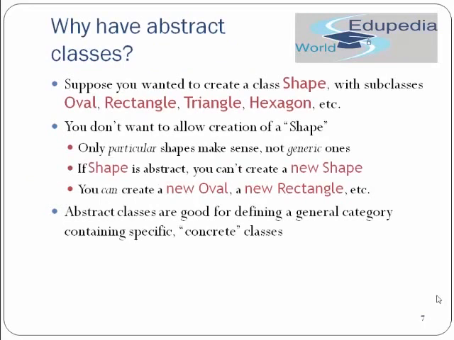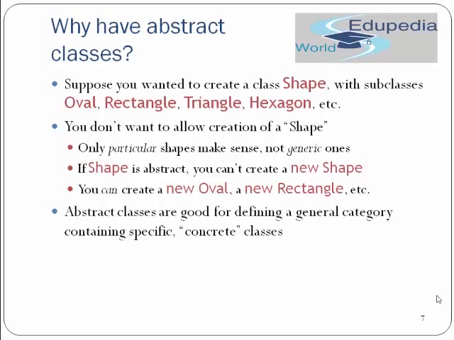Why have abstract classes? Suppose you wanted to create a class Shape with subclasses, for example, Oval, Rectangle, Triangle, Hexagon. You don't want to allow creation of Shape. Why so? Because Shape does not have its own function, whereas Oval does have it. Oval has a particular shape, Rectangle is a shape, whereas Shape itself is a kind of feature. You can mention dimensions in Shape and you can mention a method draw in Shape, but what to draw will definitely depend upon its concrete class. That's why you do not want to allow the creation of Shape. Only particular shapes make sense, not generic, obviously.